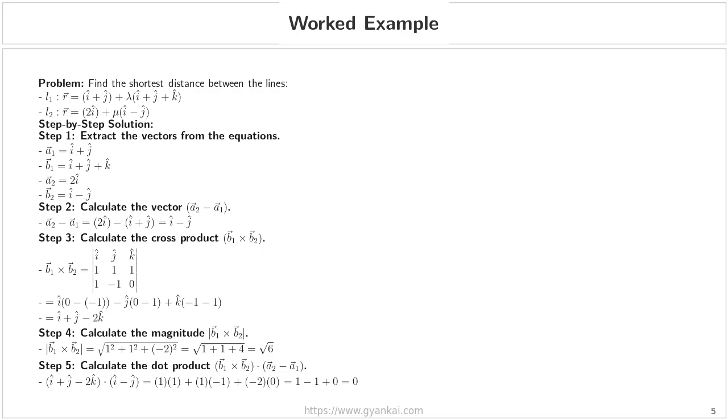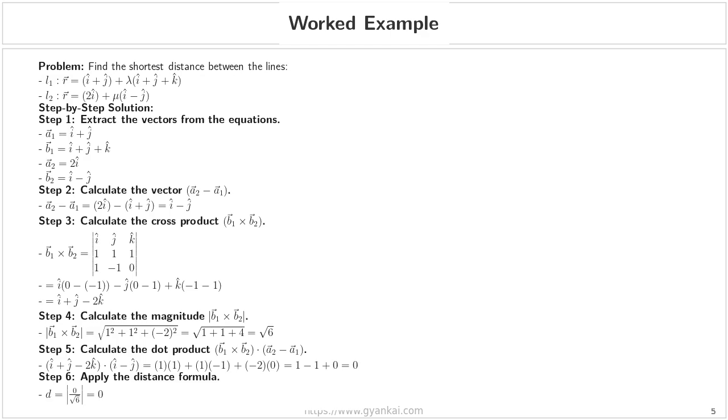We take i plus j minus 2k and dot it with i minus j, multiplying the corresponding components. We get 1 times 1 plus 1 times negative 1 plus negative 2 times 0. This results in 1 minus 1 plus 0, which equals 0.